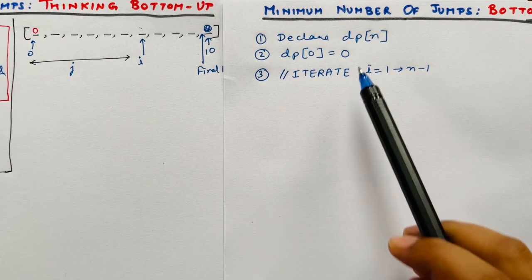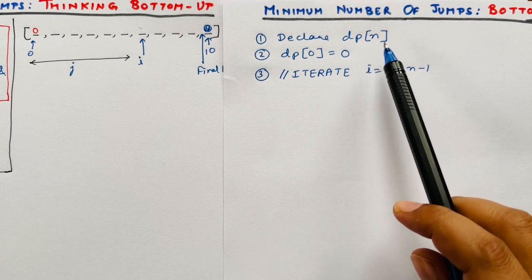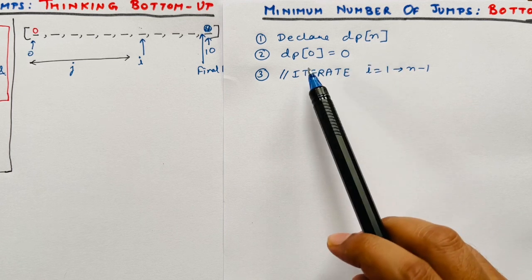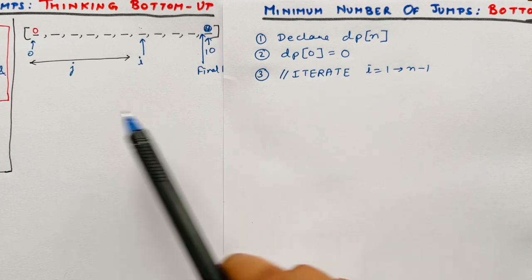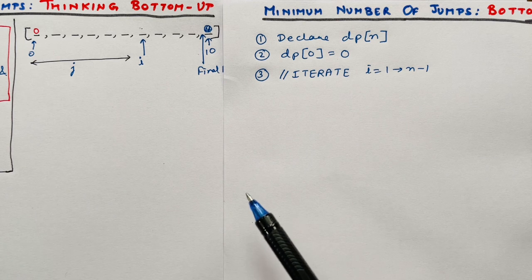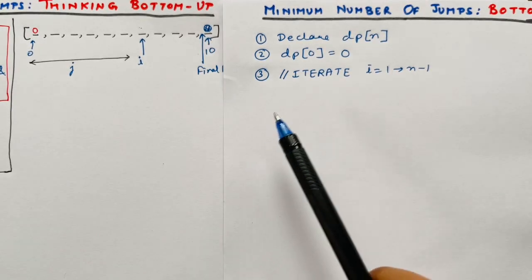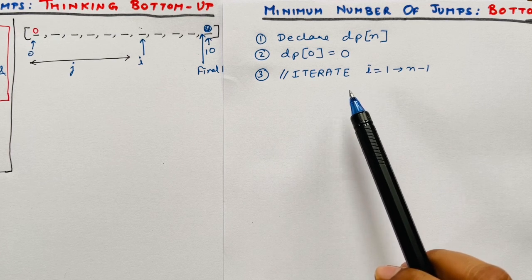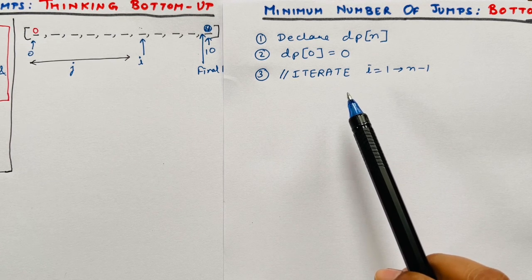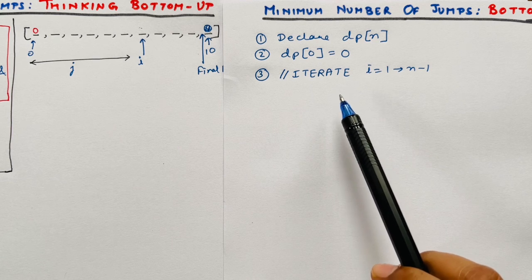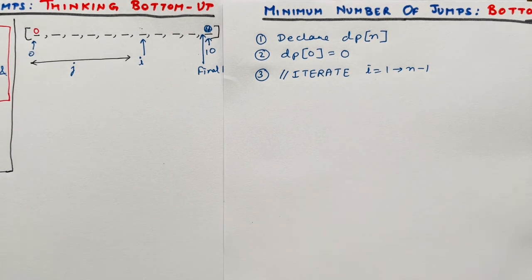Clearly, we need a one-dimensional array of size n. We need to fill its first element with value 0 as per the base condition. Then our aim is to fill the whole of this array. So we will have to iterate. And in every iteration, we will be focusing on a particular index I, and we will try to fill the value at that index I.